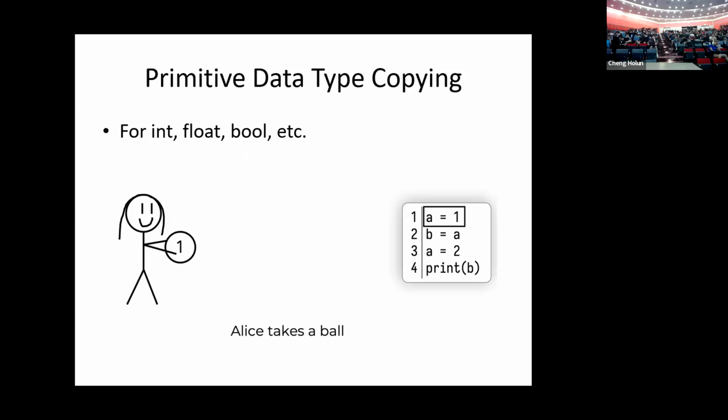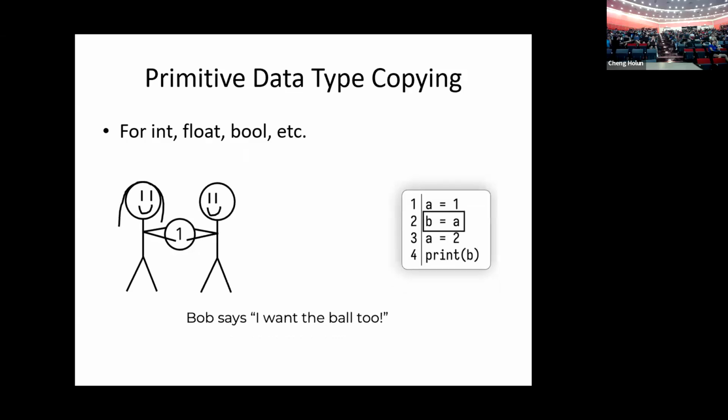Go back to our primitive data type, okay? Primitive means integer, float, and Boolean. First, A equal to 1. A is Alex, okay? Alex has 1. Is it okay? What do you mean by B equal to A? B equal to A means this guy, Bob, B, right? He also wants what Alice has.